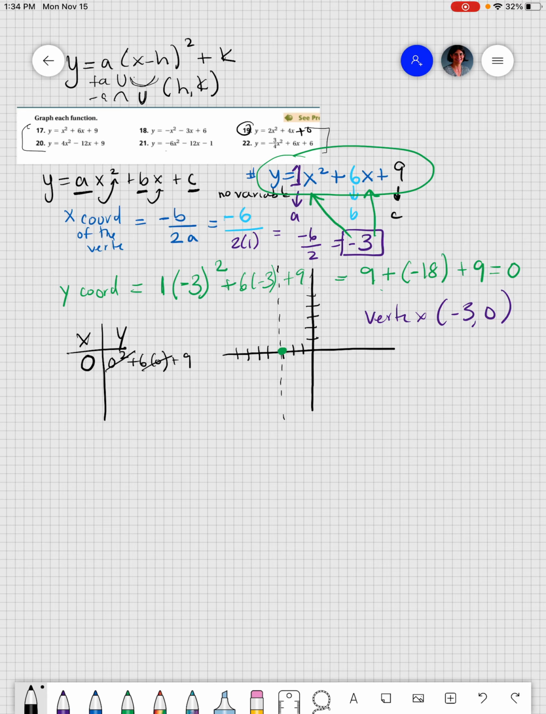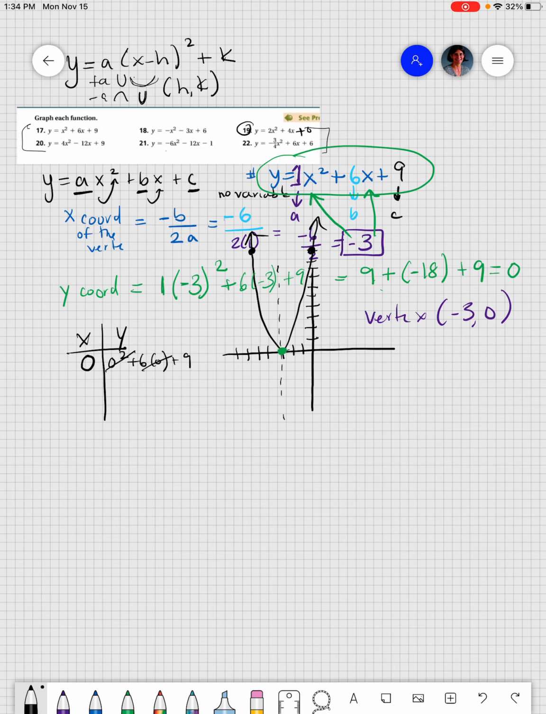1, 2, 3, 4, 5, 6, 7, 8, 9. A little bit tricky, but I went 1, 2, 3 this way, so I go 1, 2, 3 this way. And since that's symmetrical, I'm done. So I really didn't even need a table of values. This is called the y-intercept, and the y-intercept really helps us do that.